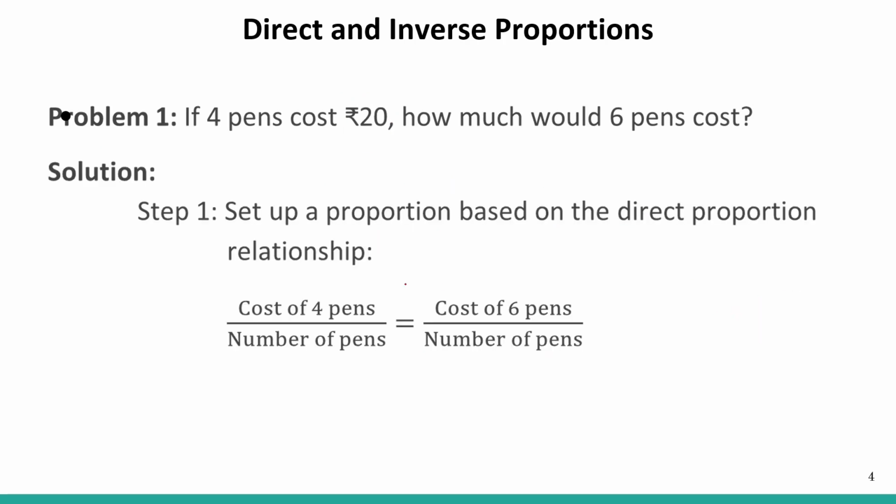So we set up the proportion based on the direct proportion relationship: the number of pens is directly proportional to the cost. As the number of pens increases, the cost increases. As the number of pens decreases, the cost decreases. So these are directly proportional. If the number of pens would be going up and the cost would be going down, then we would have said they are inversely proportional.